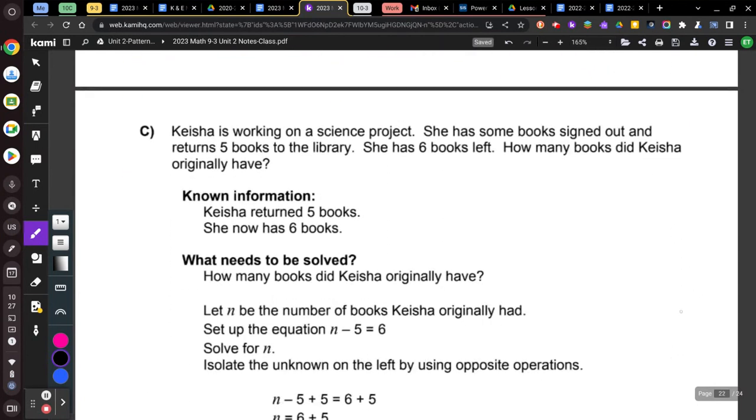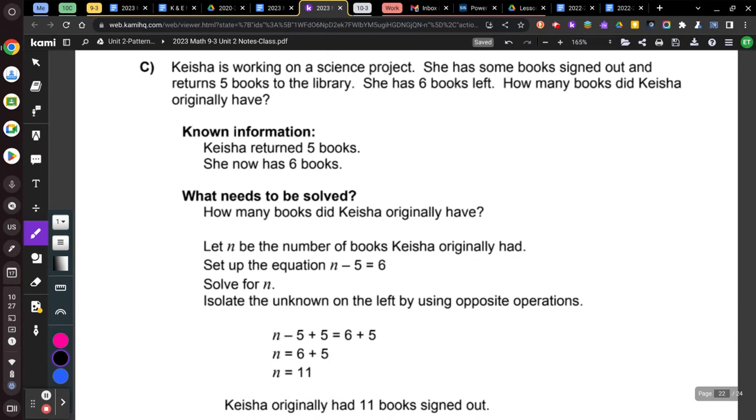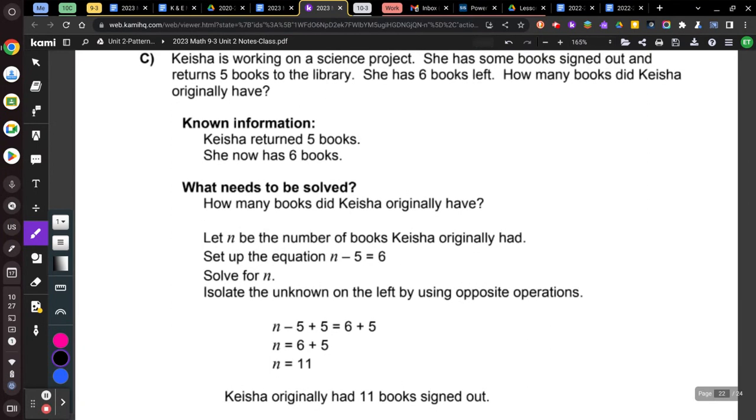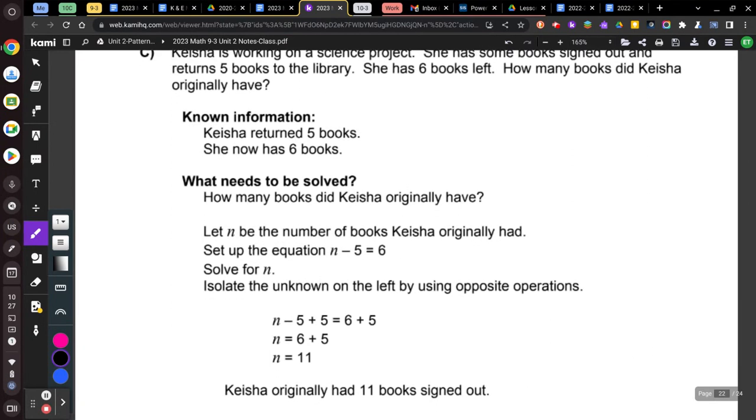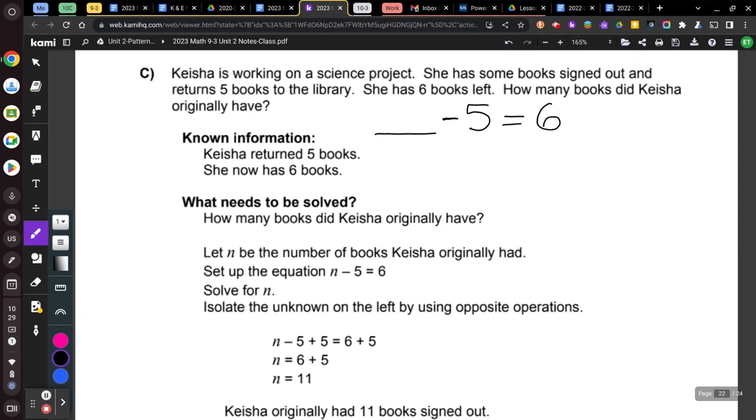All right, turn your page. It says Keisha is working on a science project. She's got some books signed out and she returned 5 books to the library. She has 6 books left over. How many did she originally have? So she had lots of books. She gave back 5 to the library and she still has 6. That's what that's telling us.